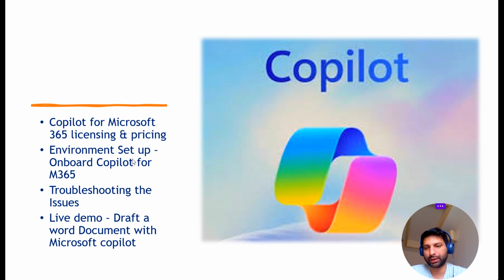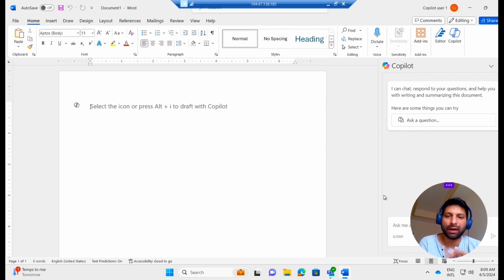Now we move on to environment setup to onboard Copilot for Microsoft 365. Alright, we have purchased Copilot for Microsoft 365. What is next? It should be visible on all the applications of Microsoft 365 like Word, Excel, Outlook, Teams, and all the Microsoft 365 applications. In this video, we are focusing on Microsoft Word.